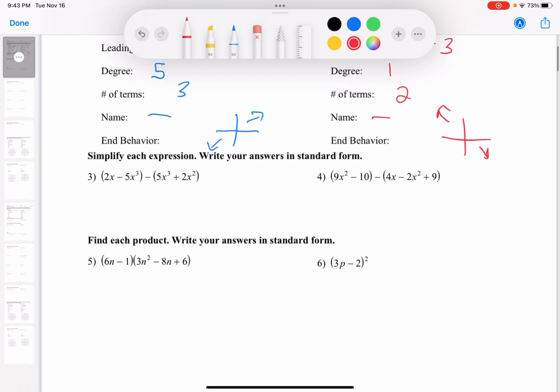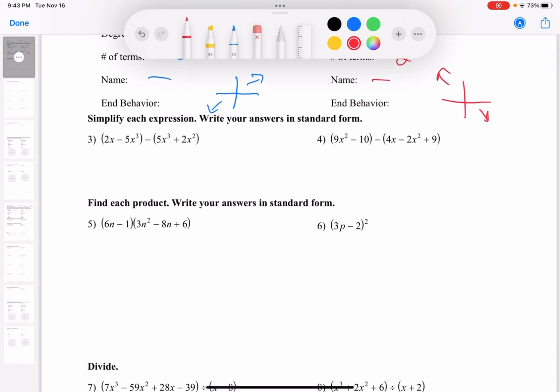Question number 3 says, simplify each expression. Write your answers in standard form. Careful with that standard form. Some of you on the quiz didn't put it in standard form. You combined your like terms, but then you didn't put it in standard form, and that cost you a little bit of a point. So make sure you do that.